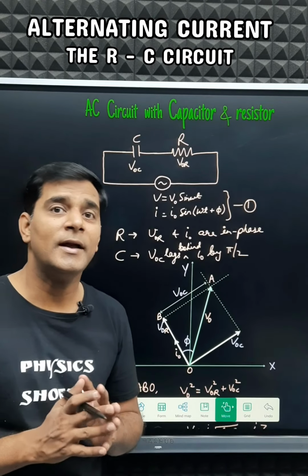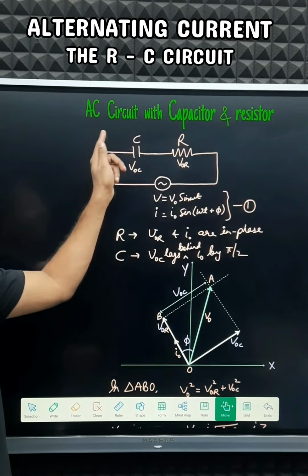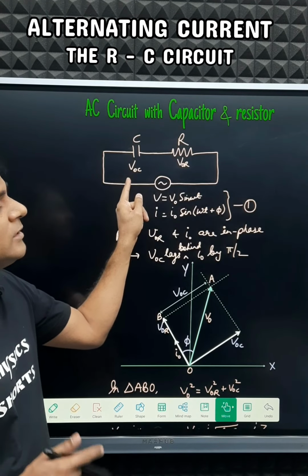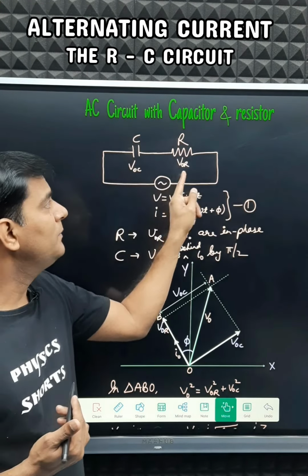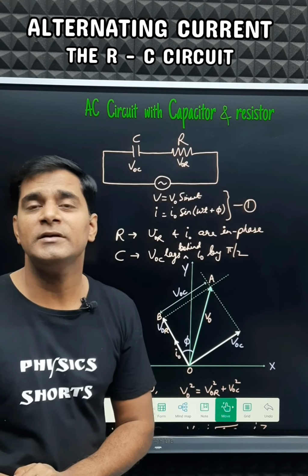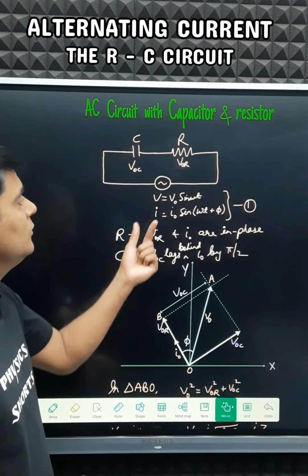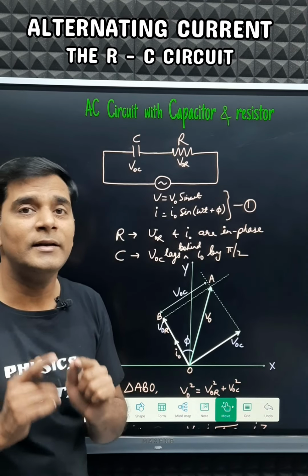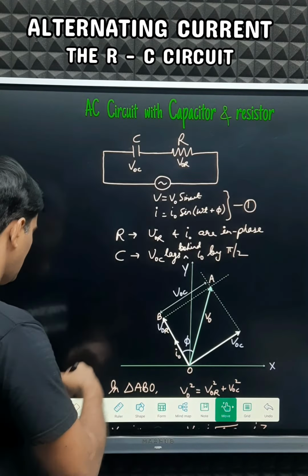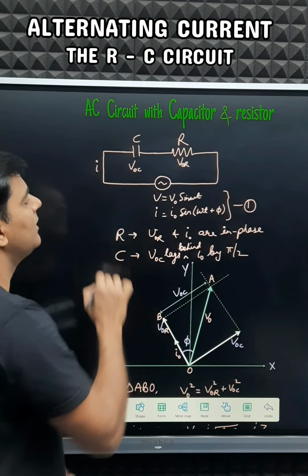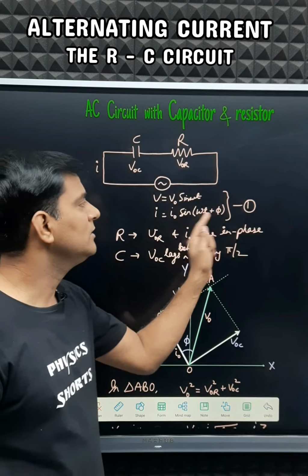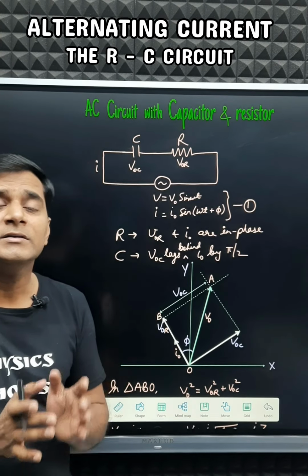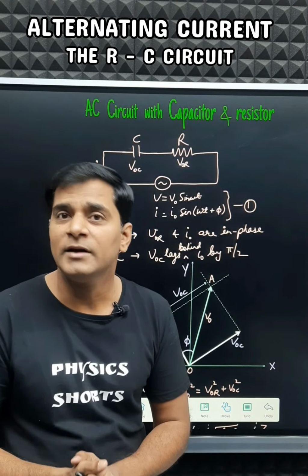Let us consider an AC circuit which consists of a capacitor and resistor. Let the peak value of voltage across the capacitor be V0C and the peak value of voltage across the resistor be V0R. The voltage source has the equation V = V0 sin ωt, and let the current flowing through this circuit be I, given by I = I0 sin(ωt + φ). Omega is the angular frequency, and phi is the phase difference between voltage and current.